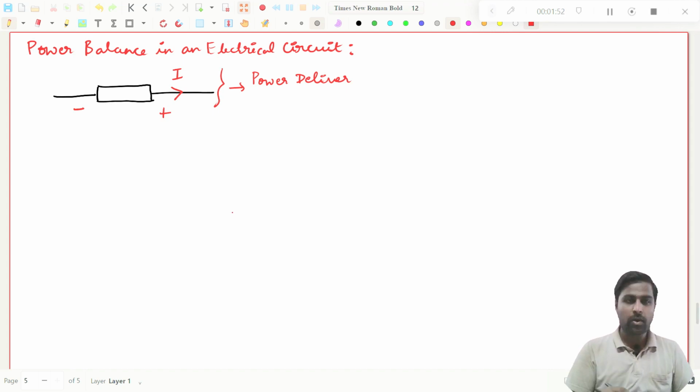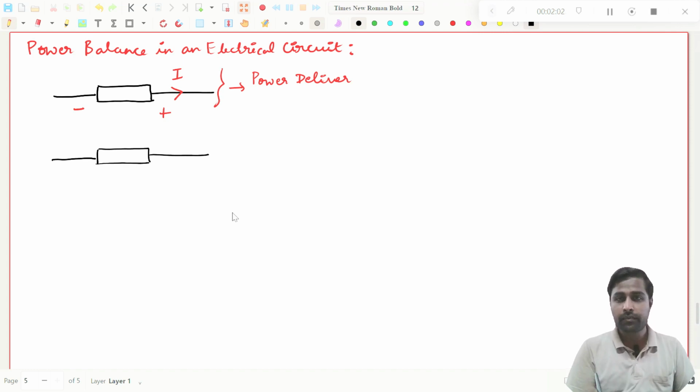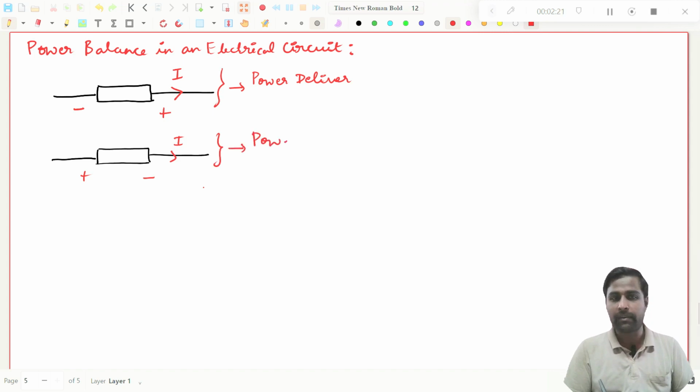That's all. Now I am drawing the same diagram again. You take it like this, same thing. So if I draw like this now, this is plus, this is minus, and if current is flowing like this, now you see current is flowing from plus to minus. Here it was minus to plus. If it is flowing from plus to minus, then these elements will absorb power. So power here will be absorbed, right?